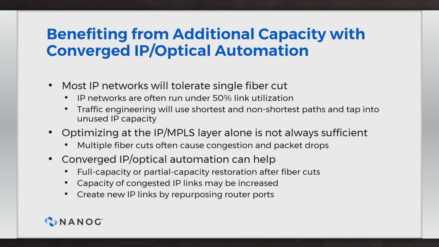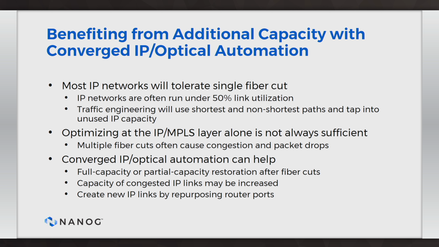So can we tap into this at the IP network? Most IP networks will tolerate a single fiber cut. Actually, we design it like that. We run most networks at less than 50% utilization. When we do that, delay is more contained, and we don't have to deal too much with queuing delays. That means a better user experience. And also, if there's a fiber cut or a link failure, you have capacity elsewhere, because you're only using 50% of your capacity. The other 50% can save you.